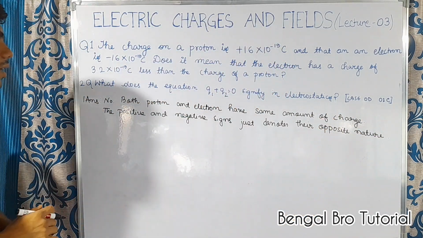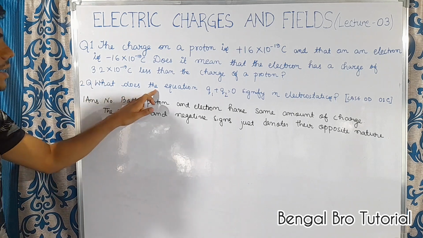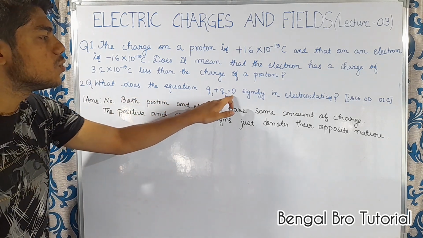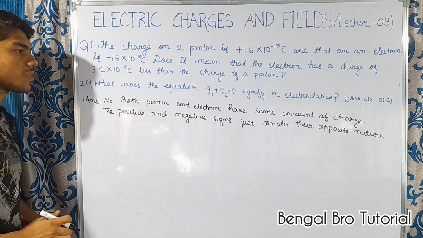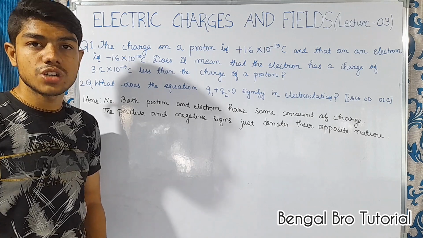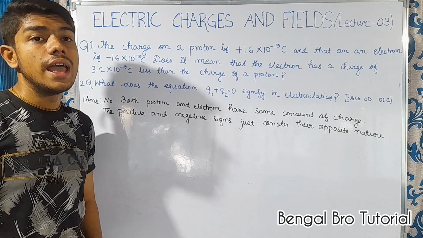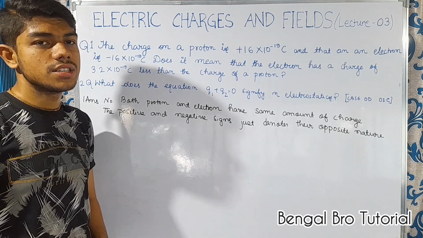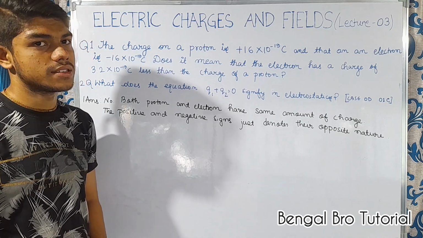Okay. Now let's see question number 2. What does the equation Q1 plus Q2 equal to 0 signify in electrostatics? According to the property of additivity of charge, the total charge of a system is equal to the algebraic sum of the charges of the individual system, taking into account their sign.